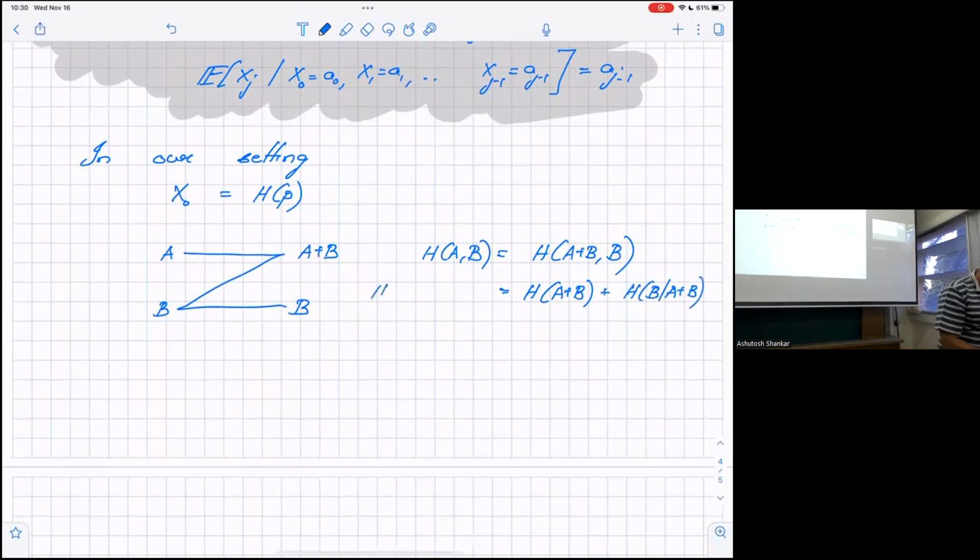This side I'm going to write as H of A plus H of B given A. But to begin with, initially H of B given A was just H of B, because they were independent at the very beginning. This is not true for an arbitrary triangle, arbitrary Z in between. But let's stare at this.